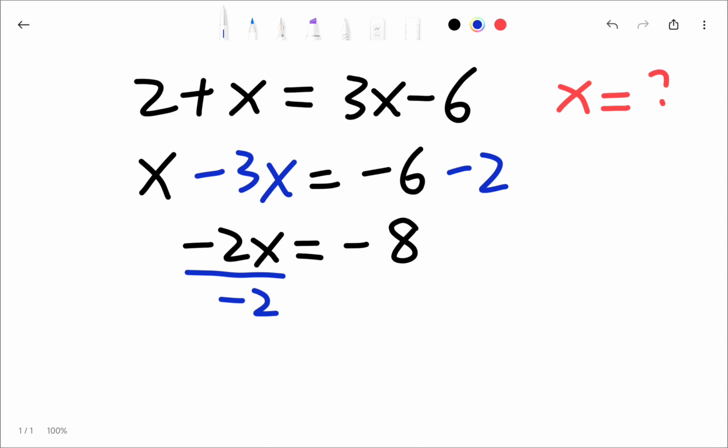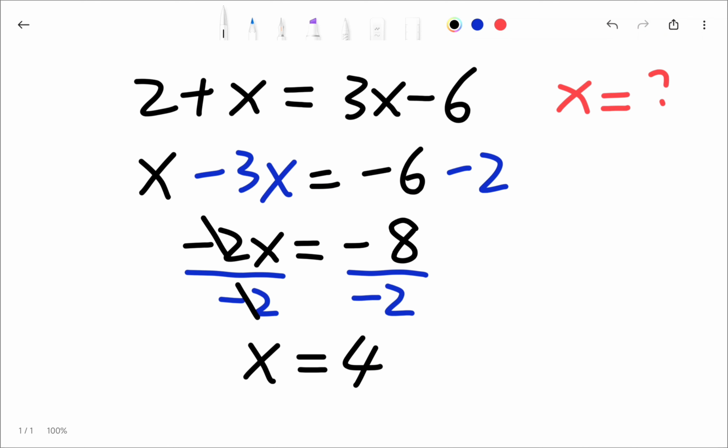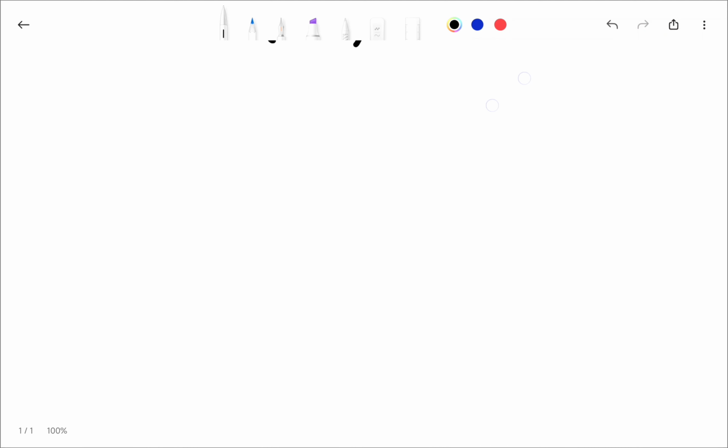And when we do that, negative 2 and the negative 2 cancel each other out. However, make sure you do that on the other side of the equal sign as well to keep the equation balanced. And the answer is 4. Let's have a look at another example.